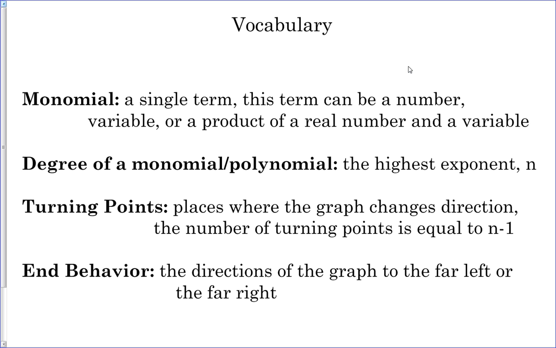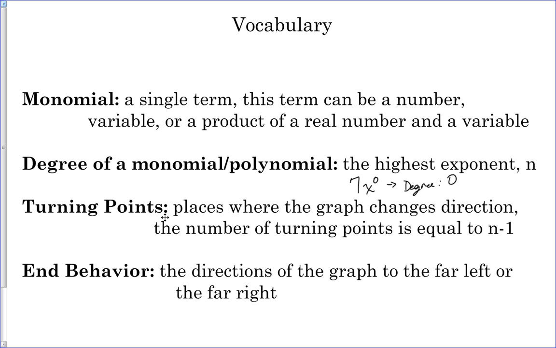A monomial is a single term. This term can be a number, a variable, or a product of a real number and a variable, such as something like 2x. The degree of a monomial or polynomial is simply the highest exponent, which we represent with n. Now, if you have a constant, you still technically have an exponent. For instance, something like, say, 7. This is really 7x to the 0. So the degree here would be 0. So constants always have a degree of 0.